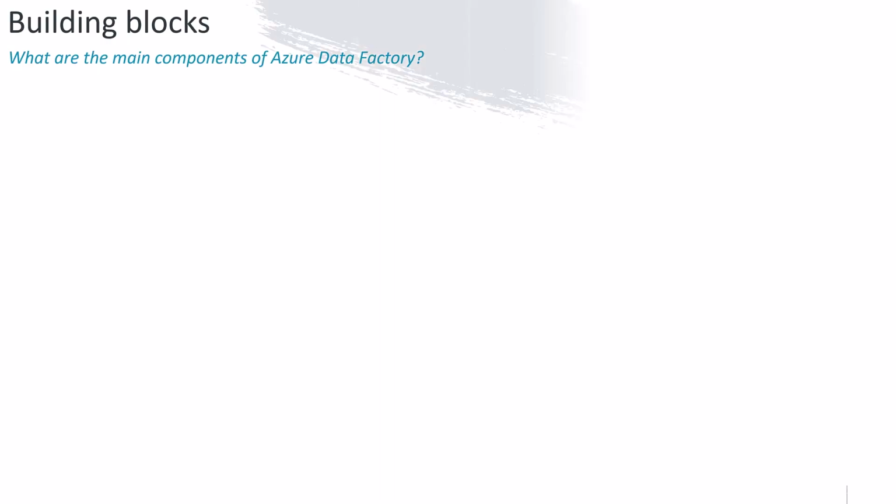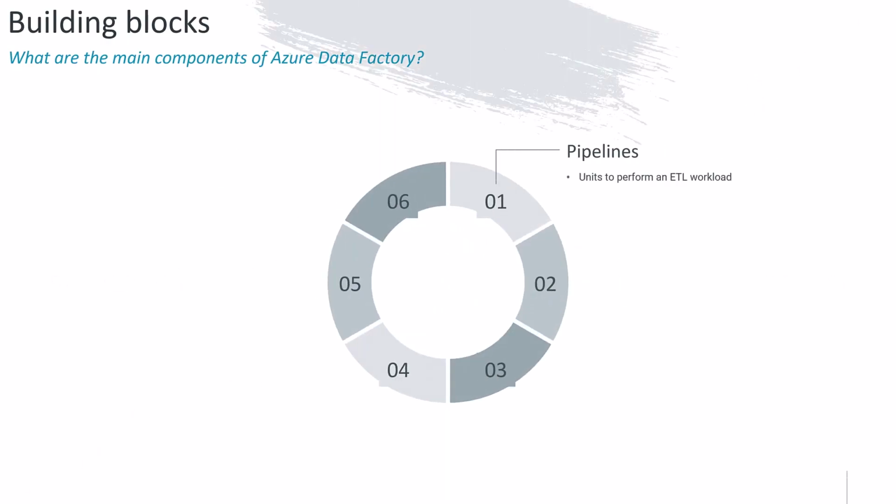Pipelines are units performing the data processing workloads. You can look at them as a logical grouping of activities needed to process the data. A pipeline can have one or more activities. For example, we can have a pipeline consisting of a copy activity and a transform activity. You can chain your pipelines sequentially or in parallel to do more complex operations.